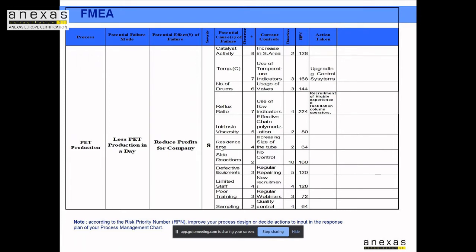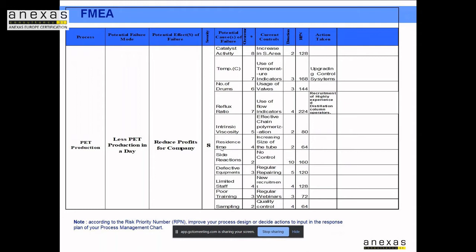So potential causes of failures are the causes and effects. We have taken a list of causes and effects such as catalyst activity, temperature, number of drums, reflux ratio, etc. For occurrence, we have given values randomly: catalyst activity and temperature cause more effect, so we have given the occurrence value as high. For current controls, if we have any error in catalyst activity, it can be corrected by increasing the surface area. If we increase the surface area, we would easily get better catalyst activity. And temperature, in some industries.